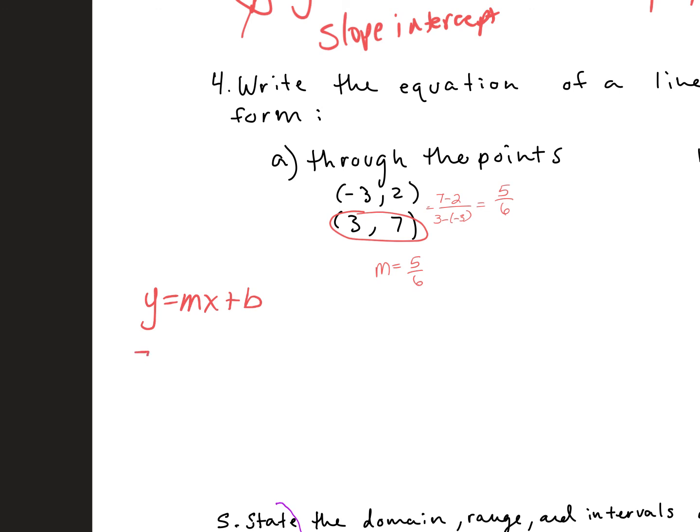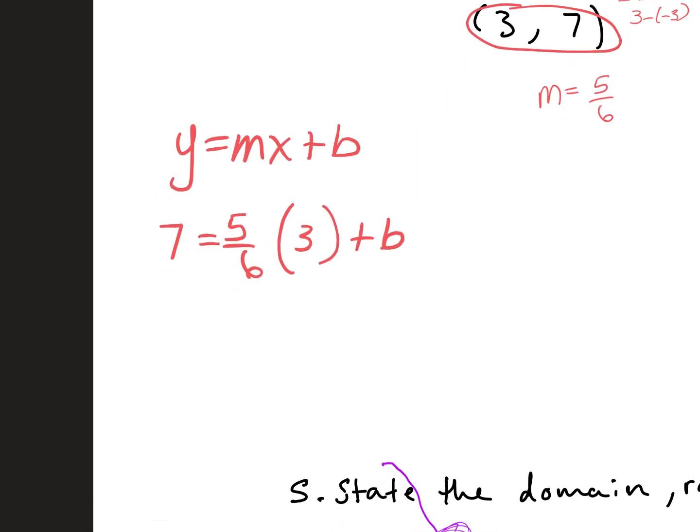So for the y value, I'm going to put 7 equals, my slope was 5 sixths, so 5 sixths times 3 plus b. I'm finding my y-intercept, correct? All right. So I have 7 equals 5 sixths times 3, which is 15 over 6, plus b. I'm going to reduce that fraction. 15 over 6 is going to become 5 over 2. Great. Now, how do I get b by itself? I'm going to subtract 5 over 2 from both sides.